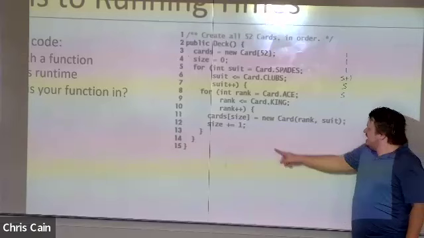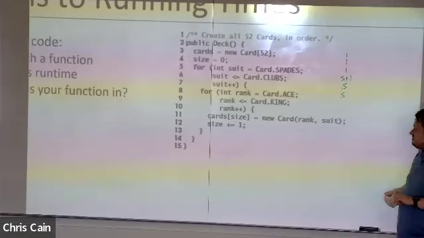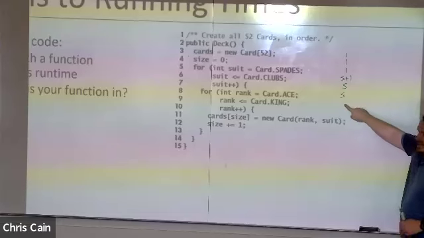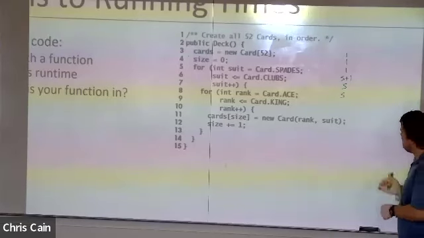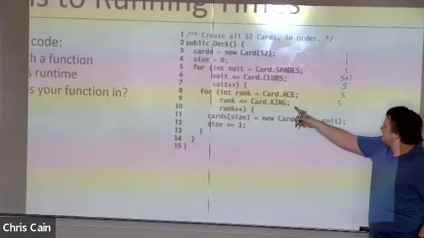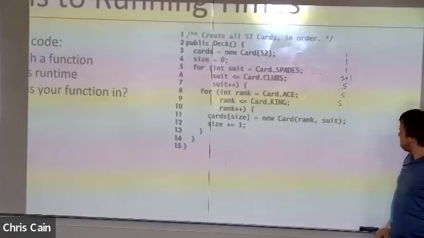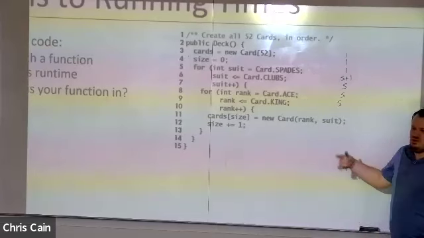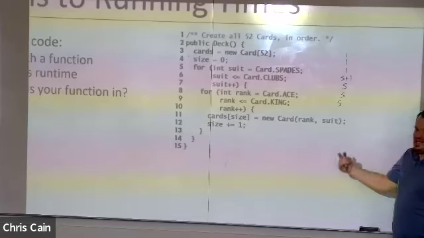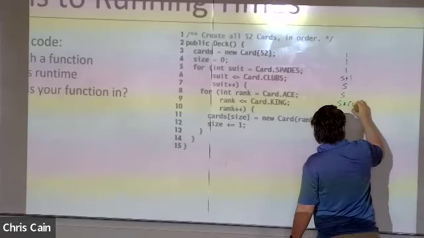How many times do we check if rank is less than or equal to card.king? So this happened S times. We're going to set this once for each time through the outer loop. But then we also are going to do it for each rank, and then once at the end so that it's false. So this is S times R plus 1.